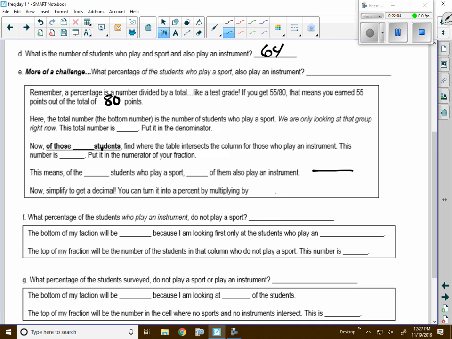Okay, so it says it's the number of students who play a sport. So look at your table that's above. How many total students play a sport? 118. So that's going to be your total that you're using.